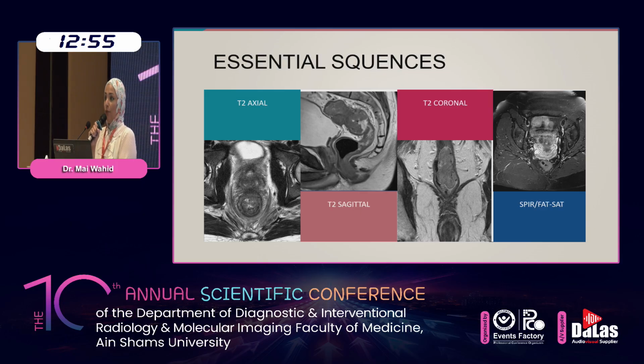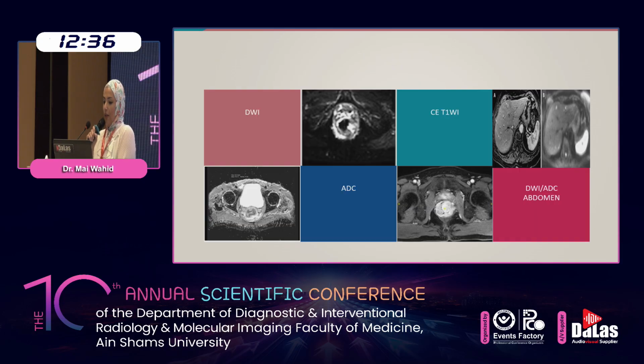What are the essential sequences? We have the T2 axial for the radial assessment of the tumor. We're going to see that later. The T2 sagittal and T2 coronal sequences are for the longitudinal assessment and the levator ani muscle involvement. We have the spair fat-SAT sequence for the mucinous component of the tumor and also for extramural vascular invasion. And the diffusion ADC sequences, which are very, very important in the restaging case scenario. We'll talk also about that later. And for the lymph nodes, and the contrast-enhanced T1 weighted imaging for the extramural vascular invasion. And lastly, we have the diffusion ADC abdominal sequence for the liver deposits and peritoneal deposits.